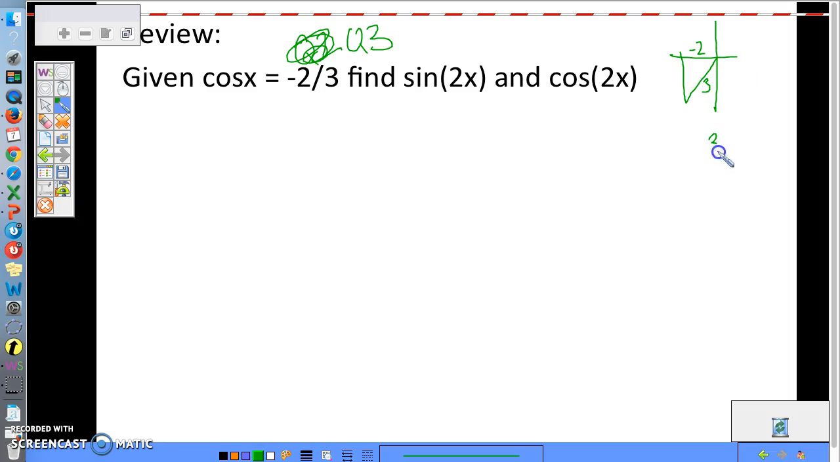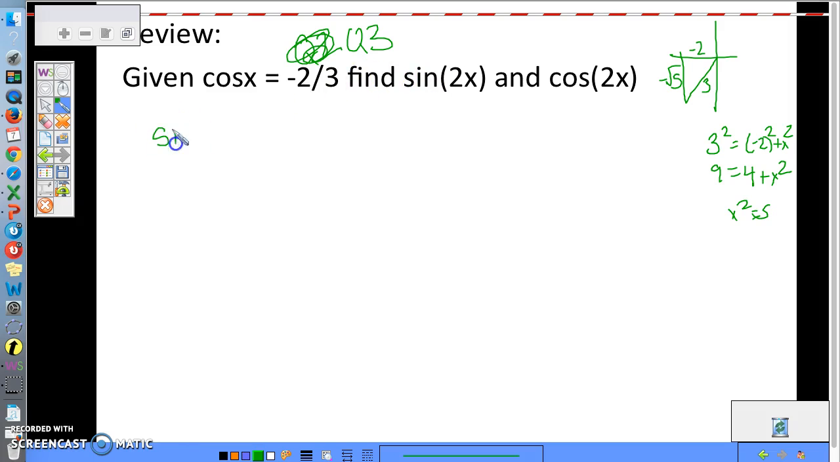So what would our y value be? Well, 3 squared equals negative 2 squared plus x squared. So 9 equals 4 plus x squared. So that's going to be 5. So this is root 5, and it would have to be negative.